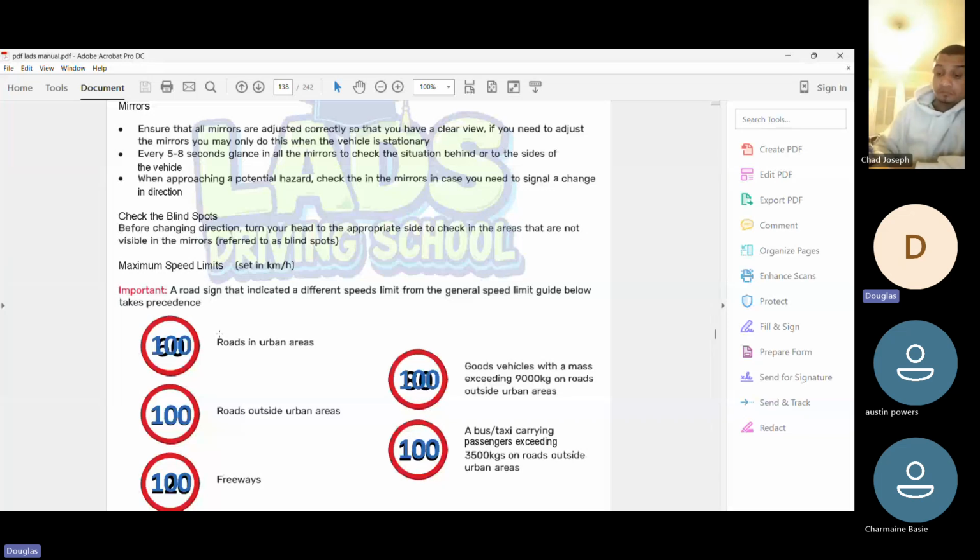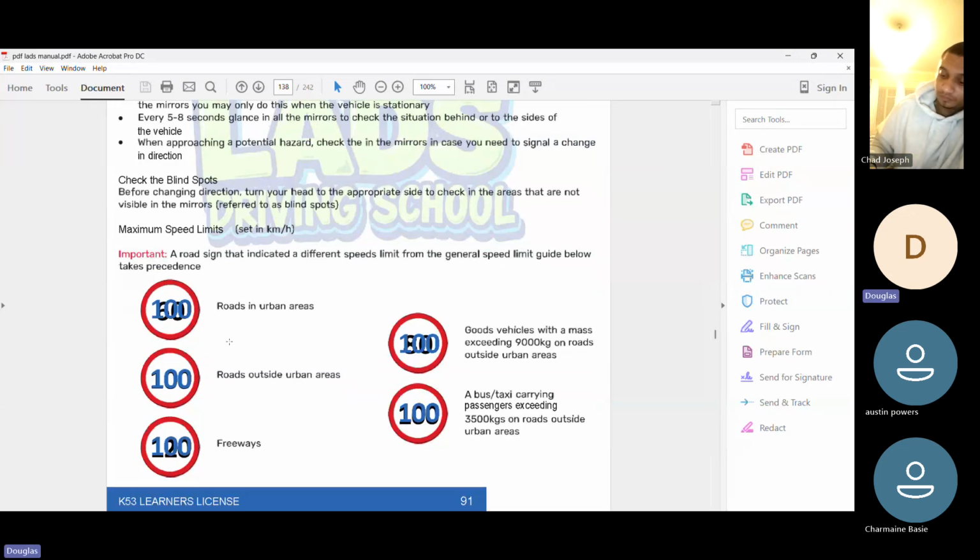Let's say you're inside Kimberley. You're driving in town, your maximum speed is 60. As you're exiting Kimberley, going in the direction of Bartley, going in the direction of Joburg, your speed limit will change, ranging between 60 and 100, depending on how busy that area is. For some towns, because the area will still be busy, they'll say 80. Then as you continue, they'll say 100. The moment we get to the open road, it will increase to 120. So roads outside urban areas is 100, like I mentioned.